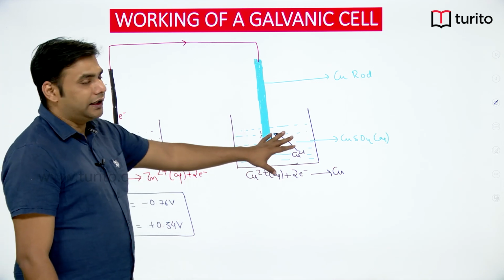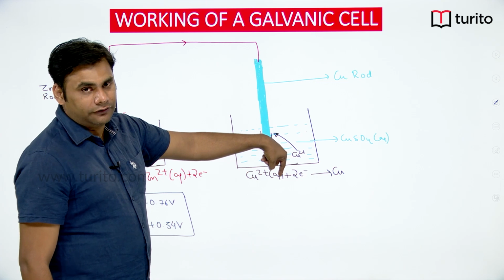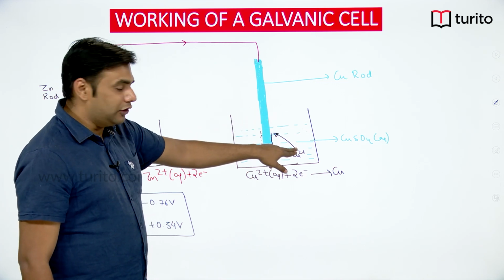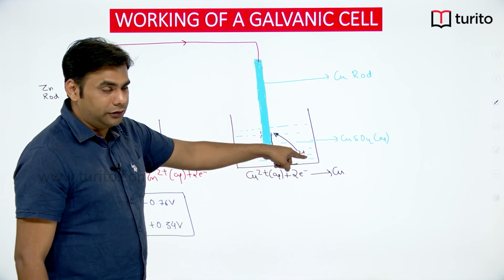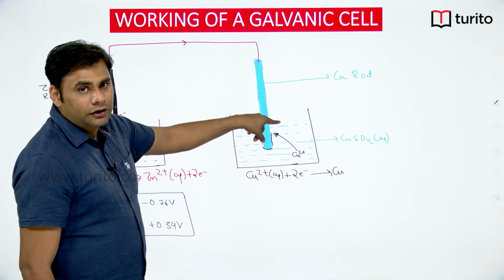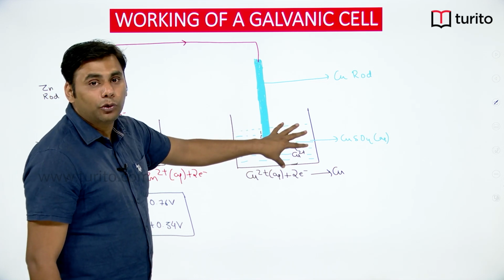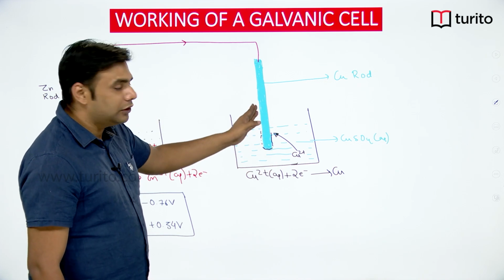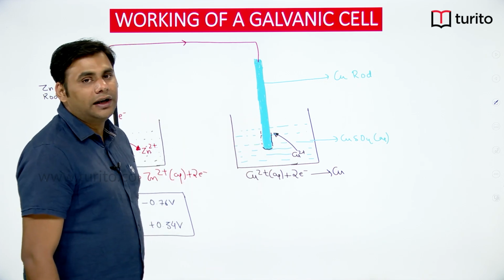So what happens over here is, we know that this solution is having copper sulfate. So suppose there are 10 copper 2 plus ions and 10 sulfate ions. So out of 10 copper 2 plus, some copper 2 plus would get reduced and get deposited as copper metal on the rod. So the solution will have more negative charge because some copper 2 plus has now been reduced into copper. So the solution will acquire negative charge.